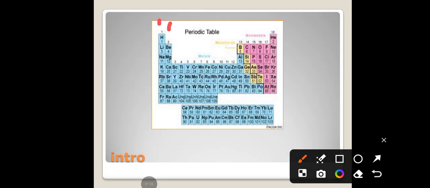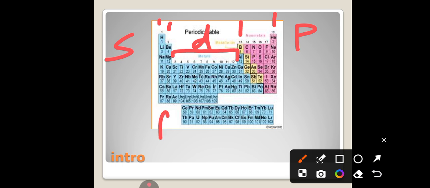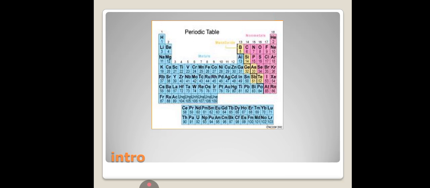Now, if you observe group 1 and 2, they are the S block elements, and 13 to 18 is P block elements, and in between, 3 to 12 they are the D block elements, and lanthanide and actinide, that is from 58 to 103, they belong to the F block elements. So again, this classification is based on how the valence electrons are located in the orbitals. Okay, so let's learn about S block elements today.